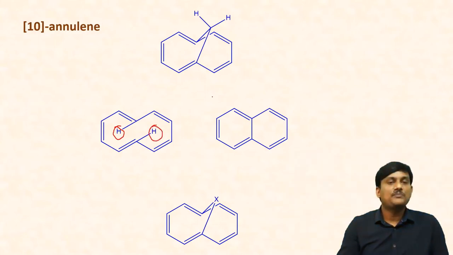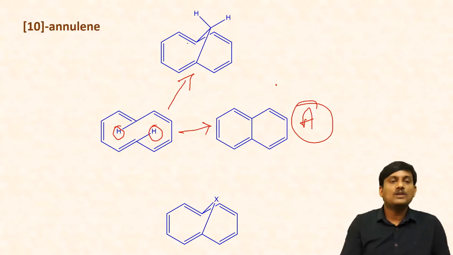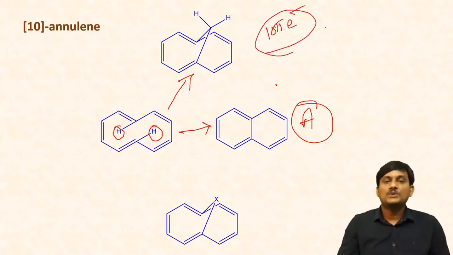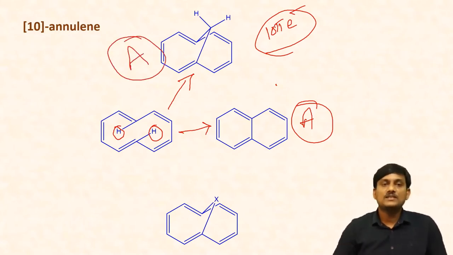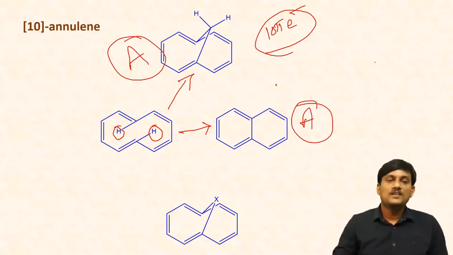These are the repulsions between two hydrogens. If you bridge two carbons like this, you will get naphthalene, a benzenoid, so an aromatic compound. Suppose you bridge these two carbons by a CH2 group. In this case also, there is delocalization of 1, 2, 3, 4, 5 pi bonds, which means 10 pi electrons. There is continuous conjugation and delocalization of 10 pi electrons. According to Hückel's rule, the compound is aromatic.